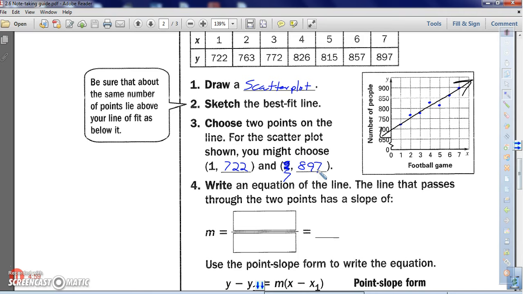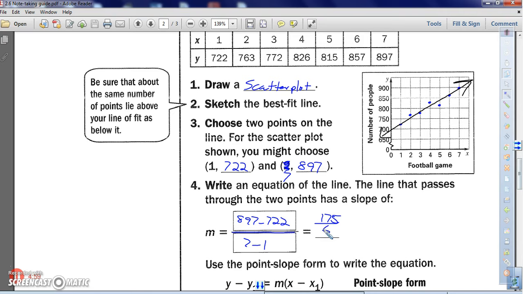So the first thing we want to do now that we have 2 points that the line goes through is find the slope. That's going to be 897 minus 722, the difference of the y's, over 7 minus 1, the difference of the x's. So 897 minus 722 is 175, and 7 minus 1, of course, is 6. And so there's my slope, as a fraction, 175 over 6. We may want to change that eventually to a decimal, but we'll just leave it that way to start with.